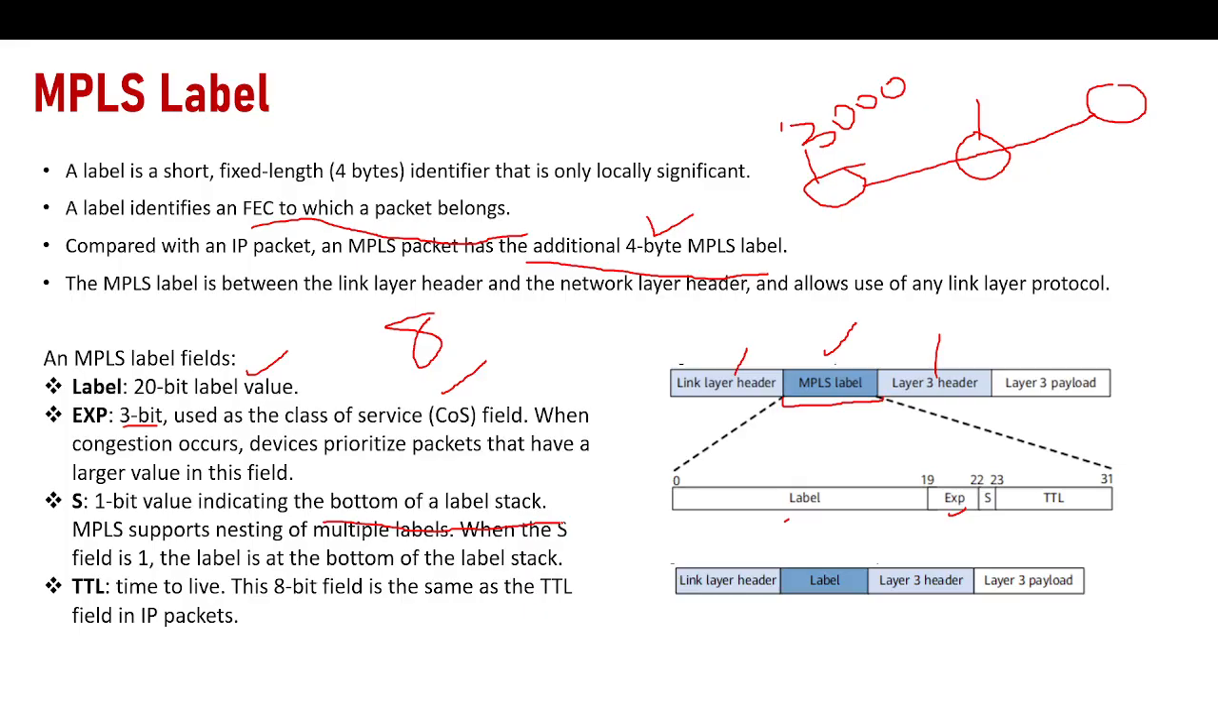And then we have the TTL. This is the time to live, and it is the same as the TTL in IP packets. So this is how an MPLS packet looks: you have the link layer header, and the MPLS label, which consists of the label itself, the EXP, the S, and the TTL value.